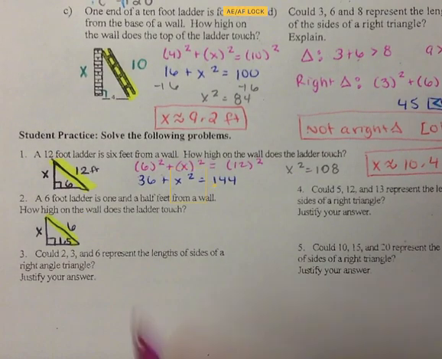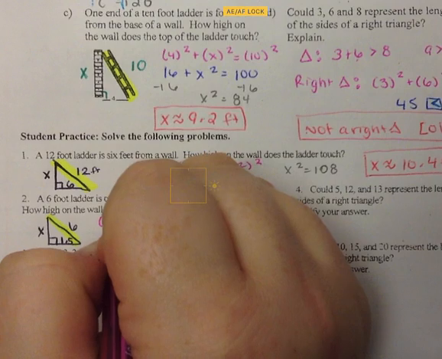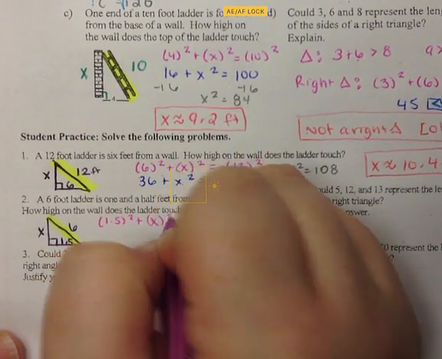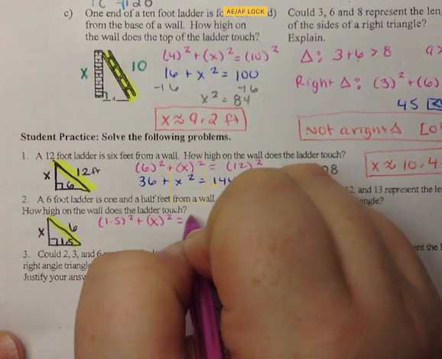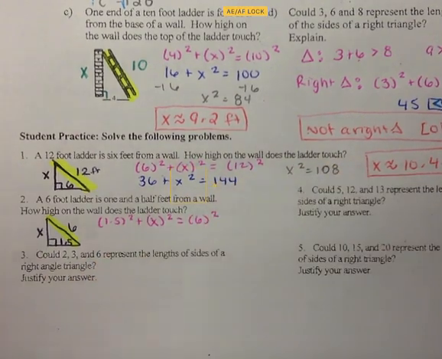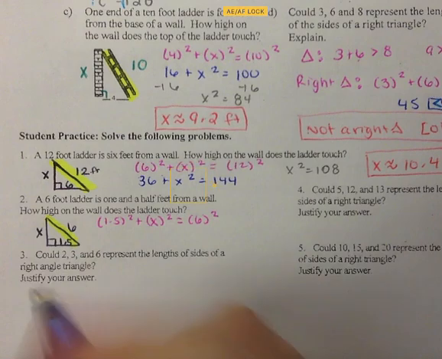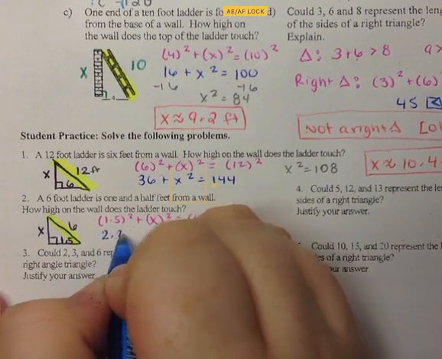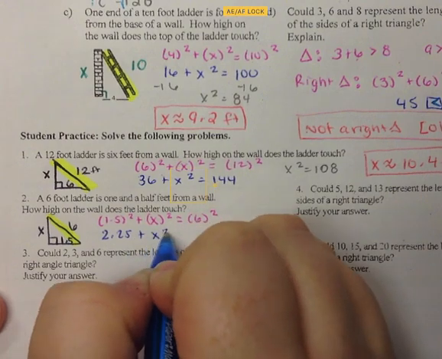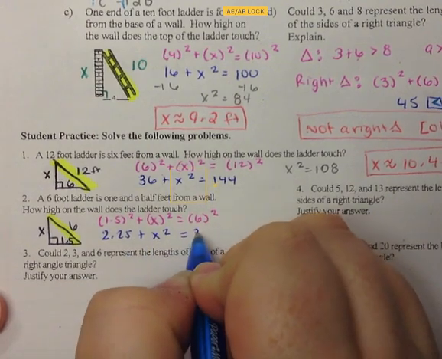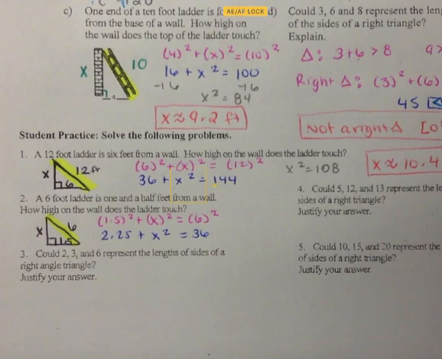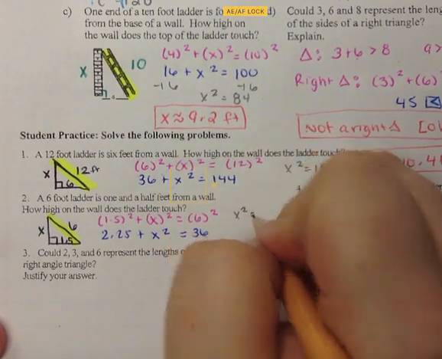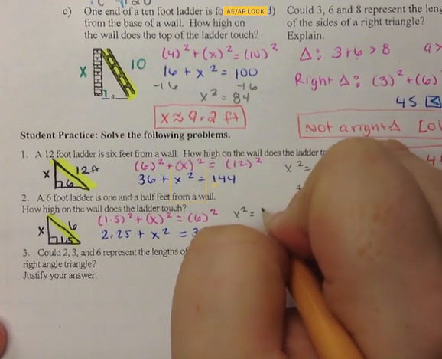So we have our first leg is 1.5, so 1.5 squared. Our second leg is x, or x squared. It's equal to our hypotenuse squared, so we have 6 squared. So 1.5 squared is actually 2 25/100. 2 25/100 plus x squared is equal to 6 squared, which is 36. So if we subtract the 2 25/100, we'll have x squared is equal to 33 75/100.